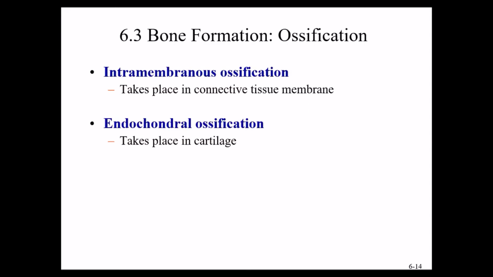Endochondral ossification pretty much takes place in the rest of the skeleton, and this is where you start out with a cartilage, like a cartilage model, and then you have the bone matrix laid on top of that cartilage model, or replacing that cartilage model, and that's endochondral ossification. By the way, this root word chondra here refers to cartilage, so anytime you see chondra or a form of that, it's going to have something to do with cartilage.